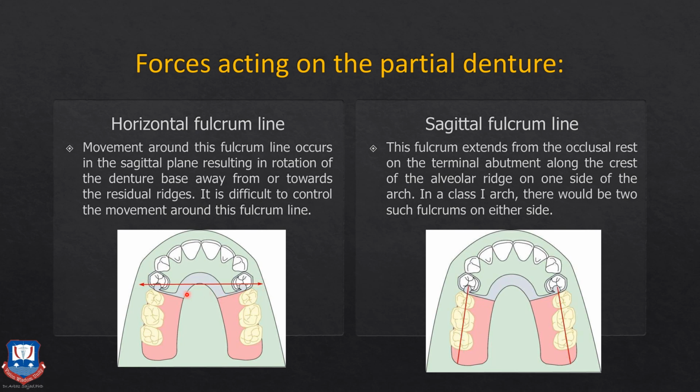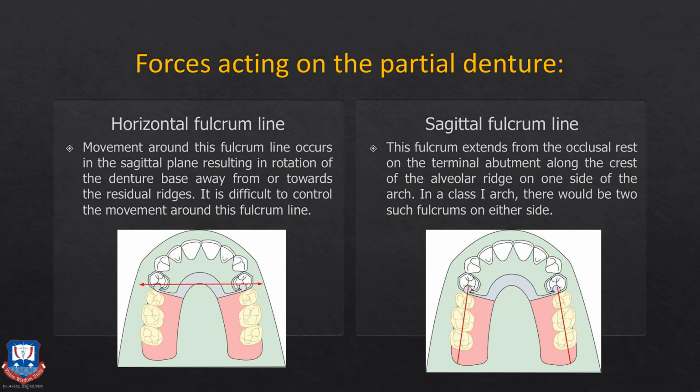So the dentures rotate along this horizontal fulcrum line in a sagittal plane, that is in an up and down action. The second is the sagittal fulcrum line. So this fulcrum line is parallel to the ridge and passes through the center of the ridge, through the occlusal rest of the terminal abutment along the crest of the ridge.